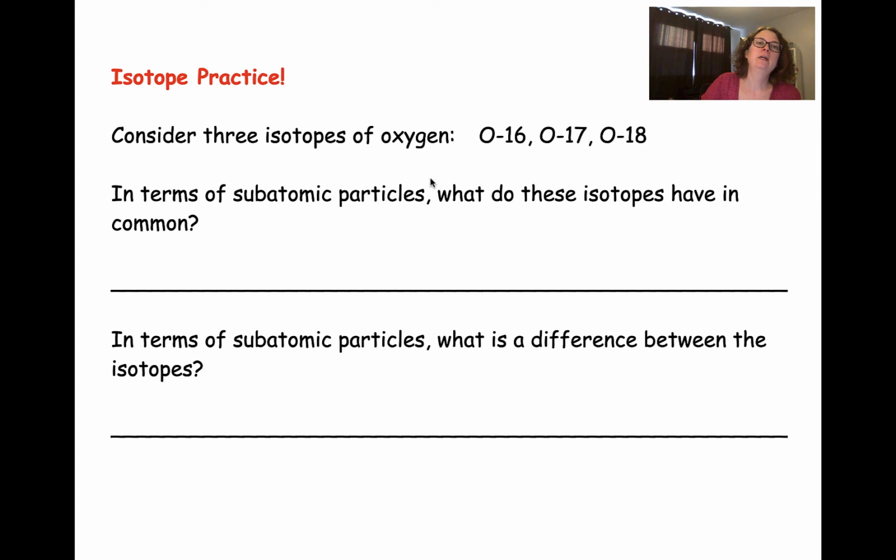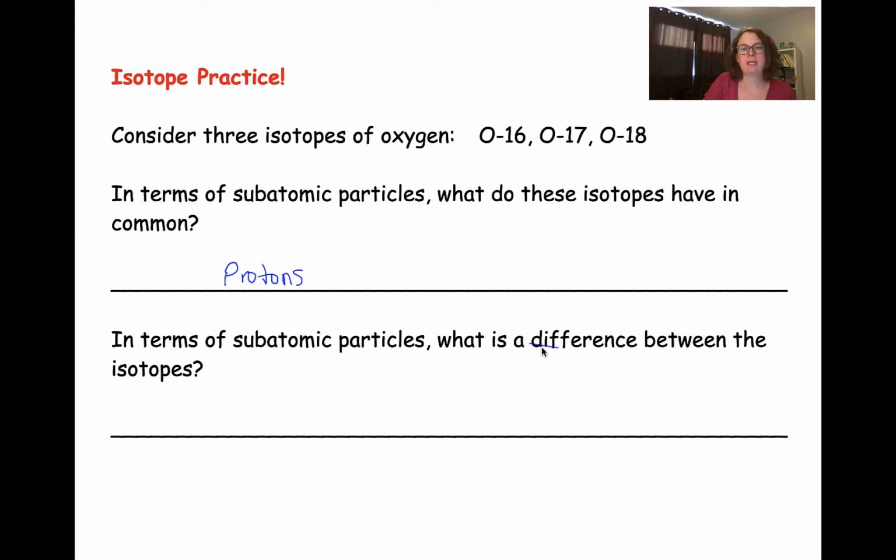So we can have 3 different types of oxygen, 3 different isotopes, indicated as O16, O17, and O18. Right? This means we have a total mass of 16, 17, or 18. In terms of subatomic particles, what do these isotopes have in common? Right, and the answer here is going to be protons. They're all oxygen, right, which means they'll all have the same number of protons.